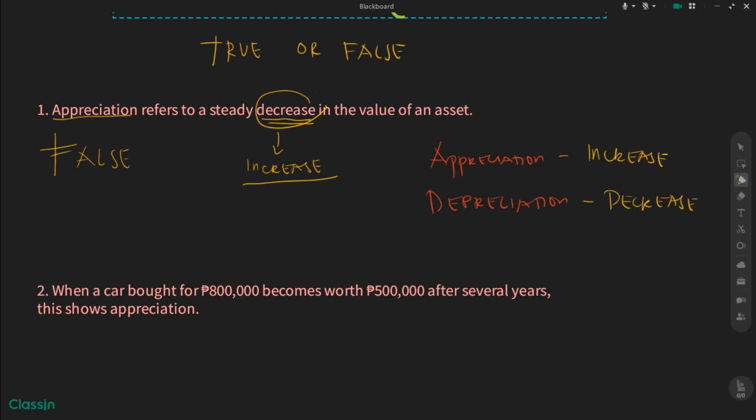So we have here number 2. A car bought for 800,000 pesos becomes worth 500,000 pesos after several years. This shows appreciation. Is the statement true or false? Okay, so this is false. Why false? Because the 800,000 becomes 500,000, therefore it decreases. So that is a depreciation. All right.